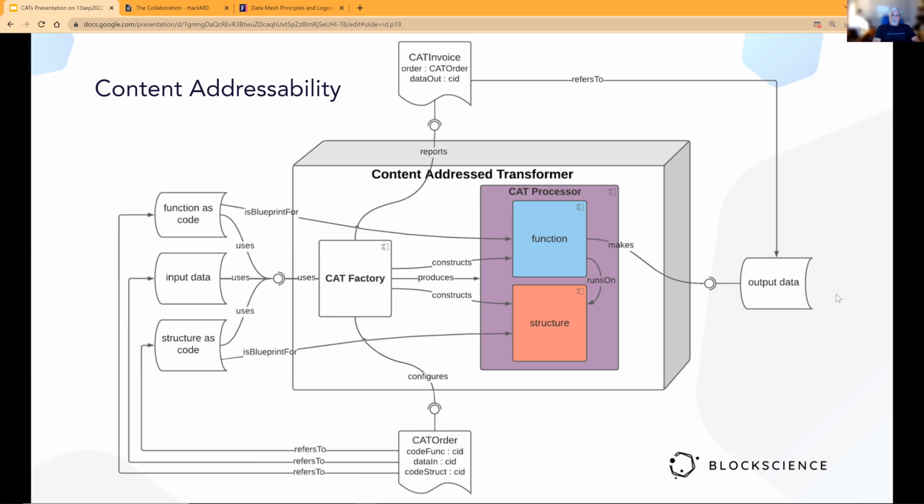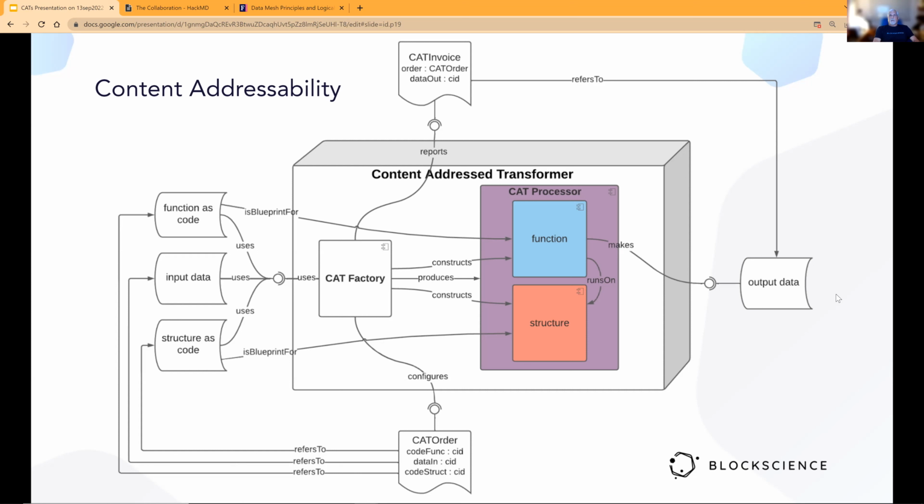So we've given it content addressability, and a big call out to IPFS. It provides this ability to name things in a content-based fashion very nicely. It can be used to provide all of the instructions necessary to build a transformer, and additionally specify the input data that we want to be transformed.